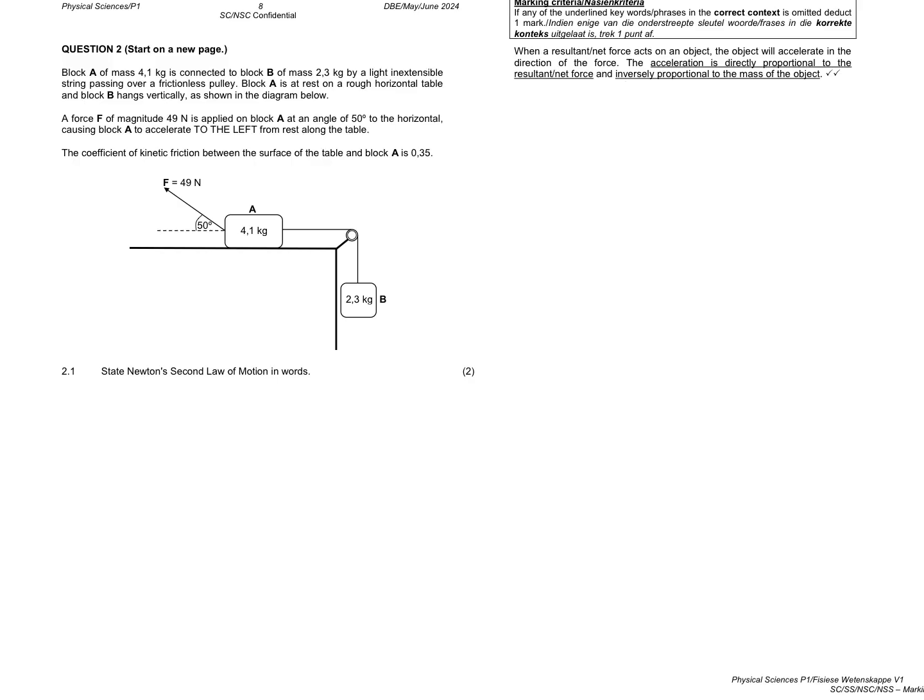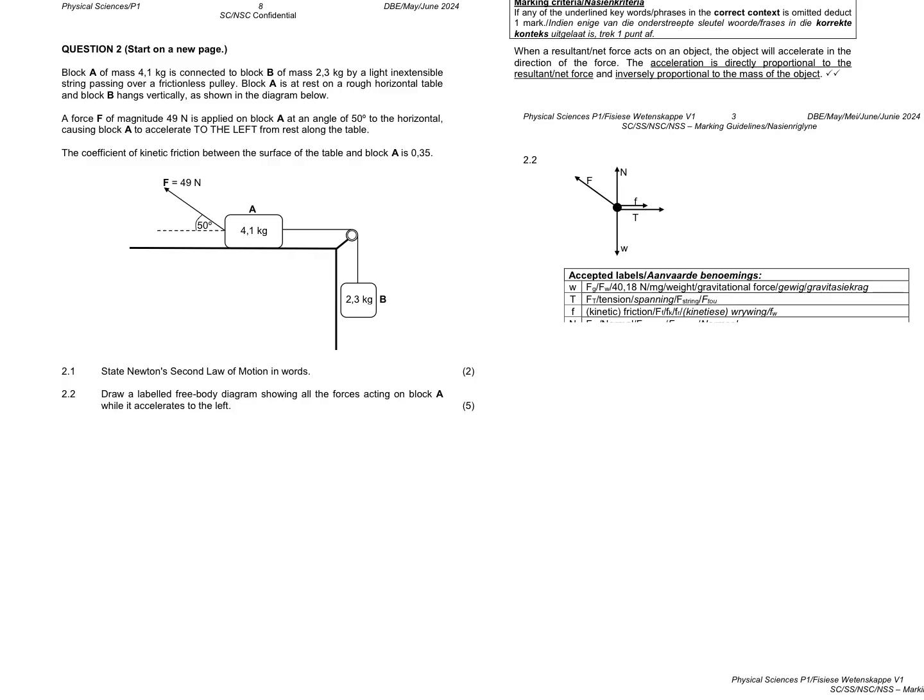But if we can just learn the definitions word for word, that would really make everything a lot easier. And it's 2 marks. For 2.2, it's 5 marks, 5 arrows. So we need to draw a free body diagram with 5 arrows.